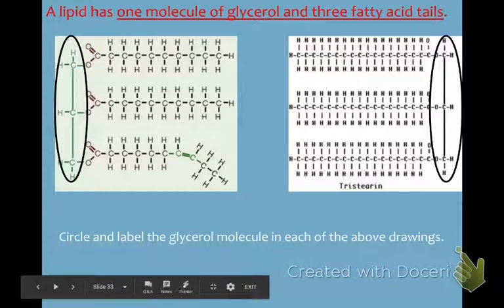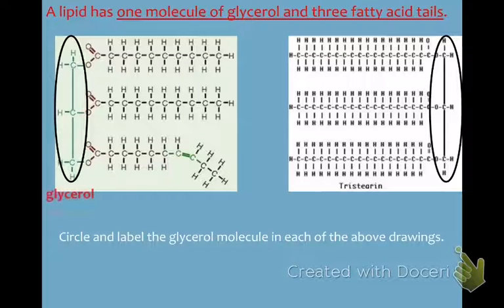So on your drawing on your notes, it looks a little bit different. But this main straight part, the stick, is the glycerol molecule. So circle that part on your 2 fatty acid drawings, or lipid drawings, and that one straight part is the glycerol molecule. So make sure you label that, circle it, and write glycerol next to it, because you will need to know that.